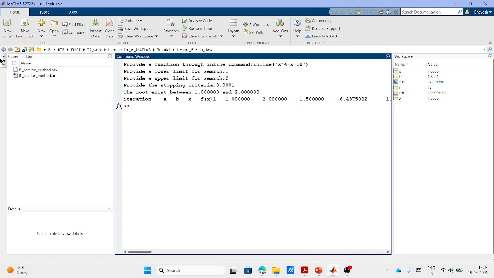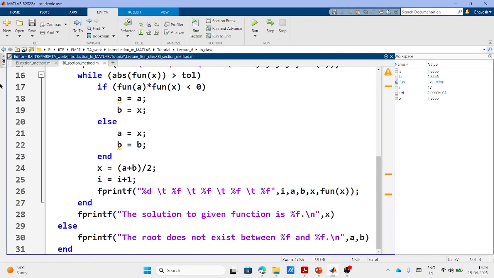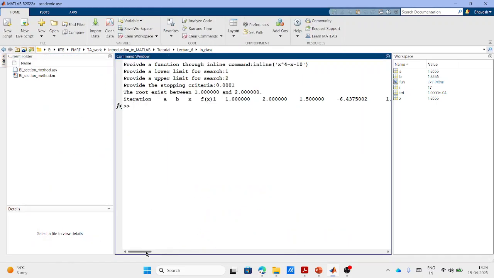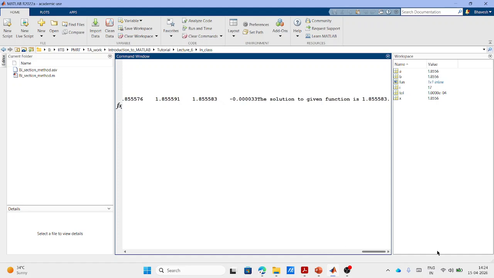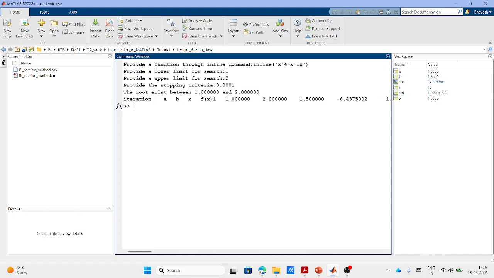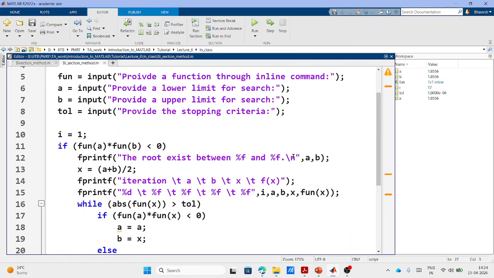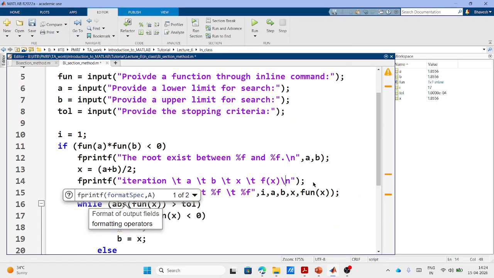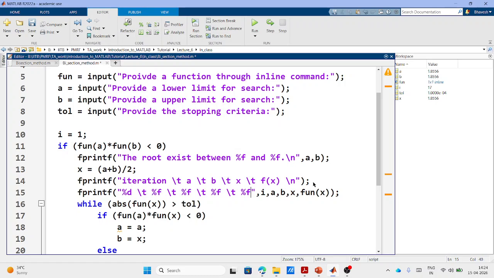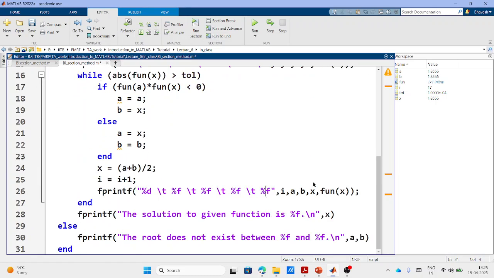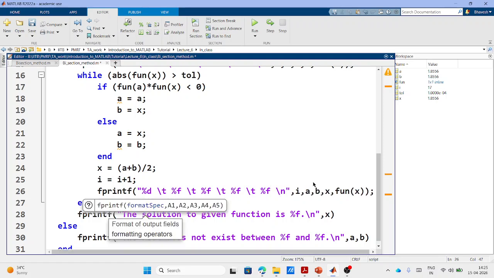I forgot to provide slash n. See, I did not provide the slash n, so it was printing everything in one singular row, which is not a good thing, right? So let me provide slash n at the end. This will create a new line.